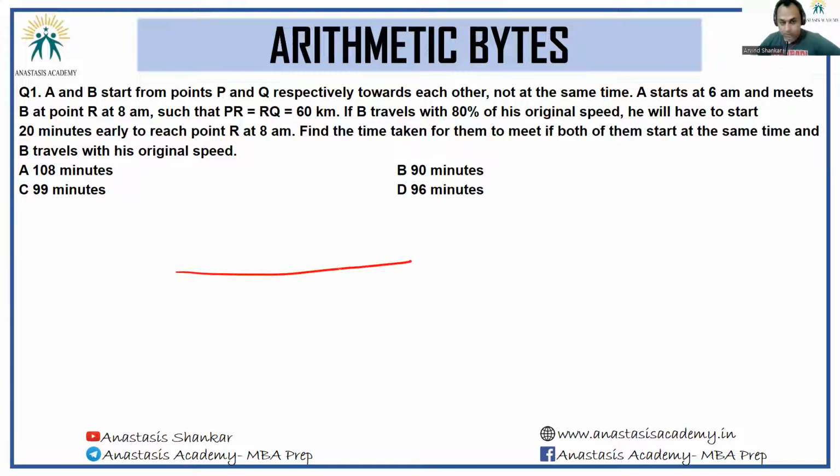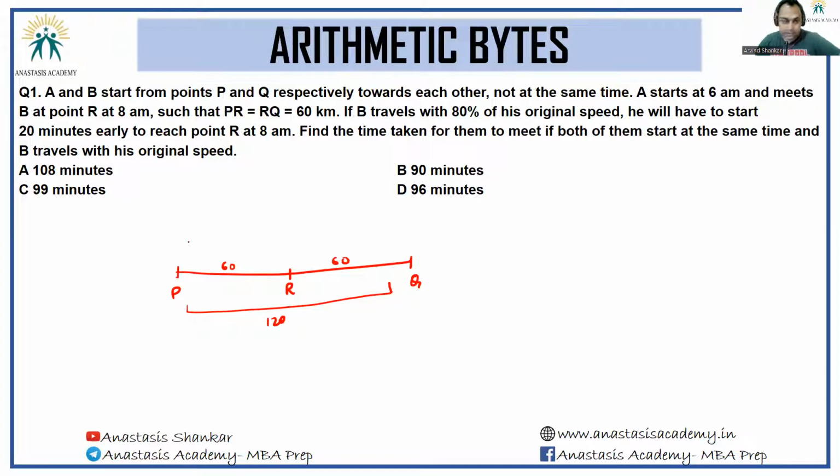Let's say P and Q were like this. This was P, this was Q, and they meet somewhere in between at R, such that PR is equal to RQ is equal to 60. So if this is 60 and this is 60, this whole length is 120.